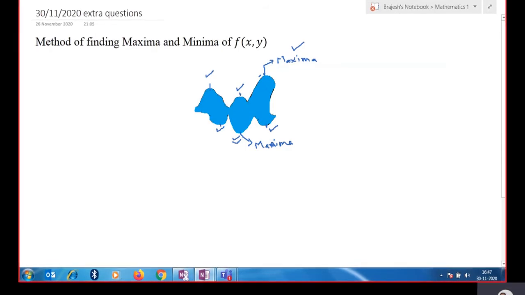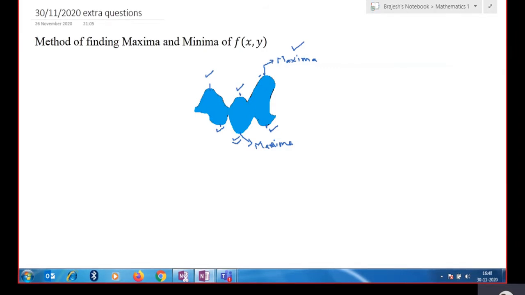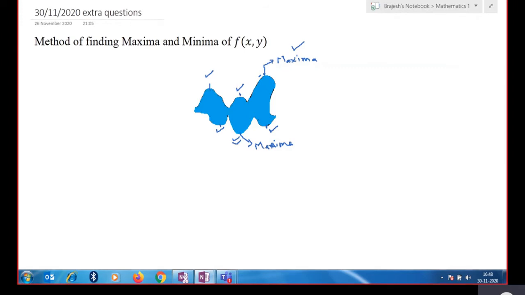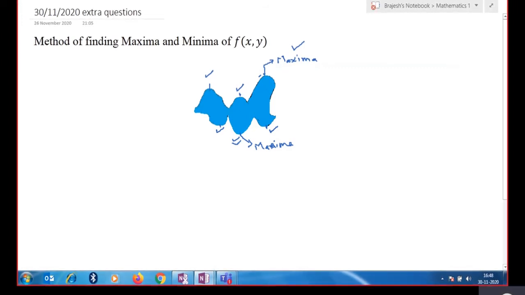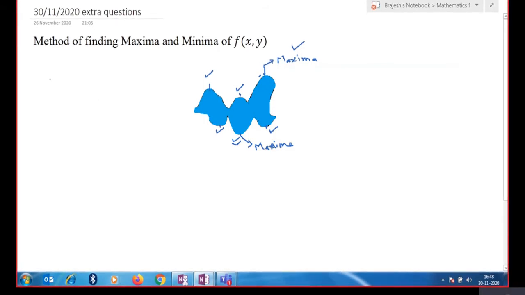Now the thing is how to find the maximum and minimum value of the function f of x, y. So we require some steps to understand. You can remember the steps here. So suppose I write here step 1.